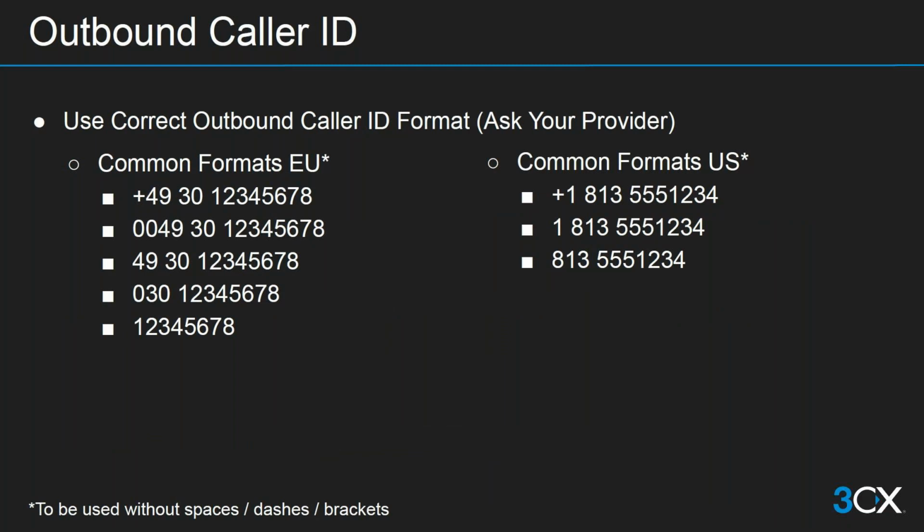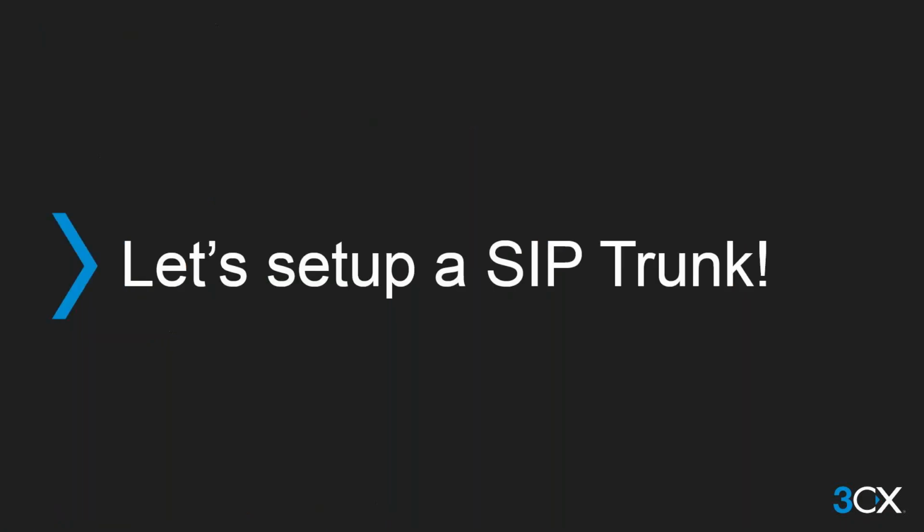Use the correct outbound caller ID format. Ask your provider. It's not 3CX's job to tell you how your provider wants to see the number. It's also not our job. It is the customer's provider. Except if you use Breeze Connect as your provider, then you can come to us because we happily give you that information. But if you use whatever kind of provider on the customer's end, you have to check with them what format they want to see.